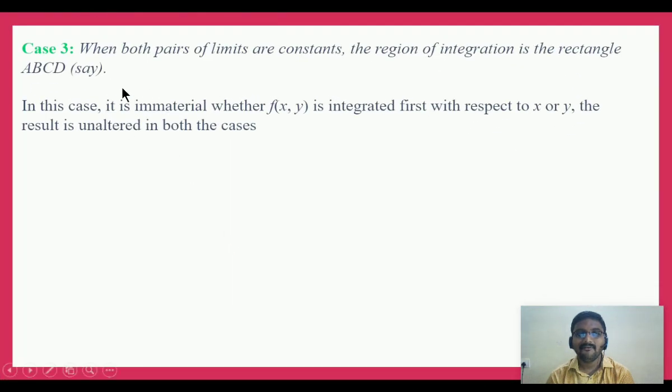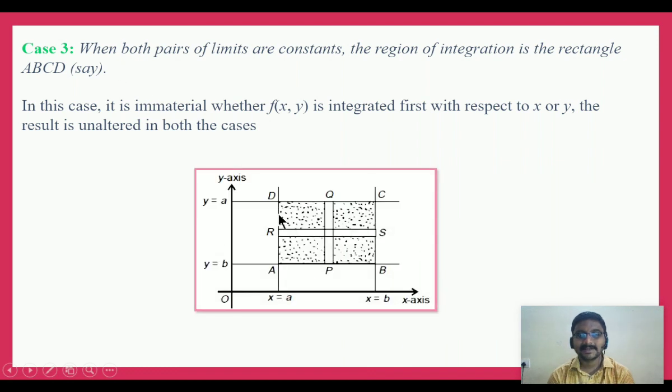Case 3. When both pairs of limits are constants, the region of integration is a rectangle, say ABCD. So look at this figure. Clearly all the limits of the double integral here are constants. That is x equals a, x equals b, y equals a, y equals b. All the limits of a double integral are constants. Here the region is a rectangle, say ABCD.